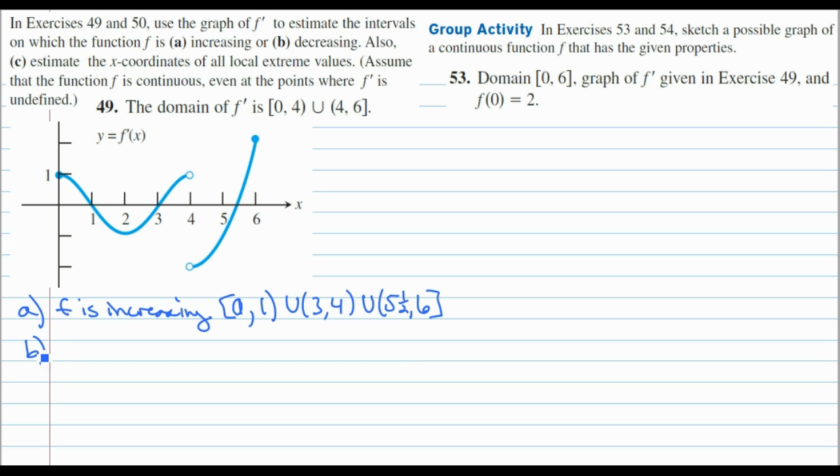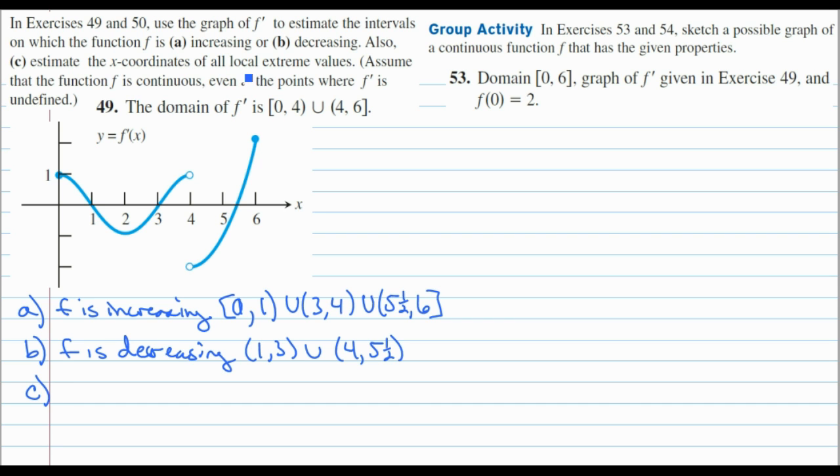Part B, where is f decreasing? Well, f is going to be decreasing everywhere f prime is below the x-axis, or negative. So f is decreasing from 1 to 3, and again from 4 to 5.5, not including 4 or 5.5, because again, that's that open circle.